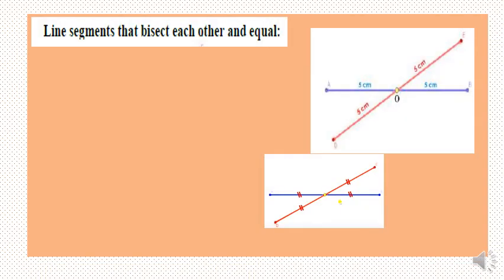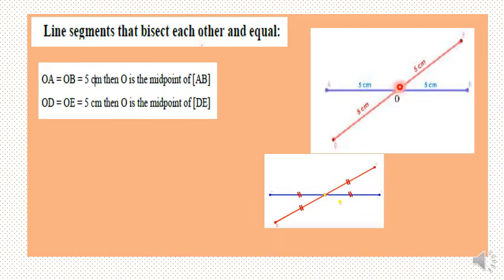Oh, look at this case. These two diagonals, look, OB is 5. OA is 5. So O is the midpoint of AB. OE is 5. OD is also 5. So O is the midpoint of DE. So these two diagonals bisect each other. Okay, they have the same midpoint.